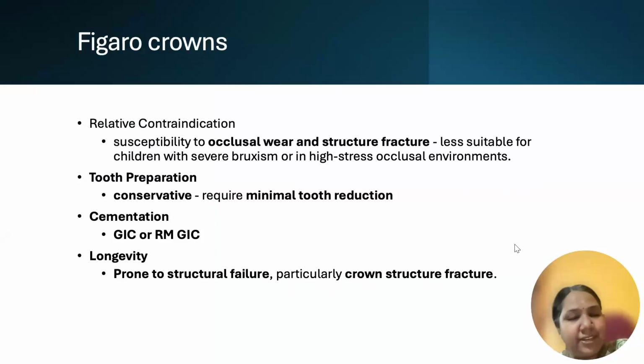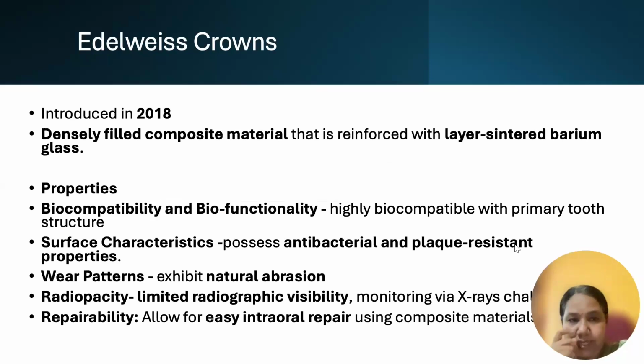The tooth preparation is minimal, a very conservative preparation is required, and they are cemented with GIC or RMGIC, but longevity is questionable because they are prone to structural failures, right? And the next set of crowns is the Edelweiss crowns, which were introduced in 2018. They are densely filled composite material which has been reinforced with layers sintered with barium glass.